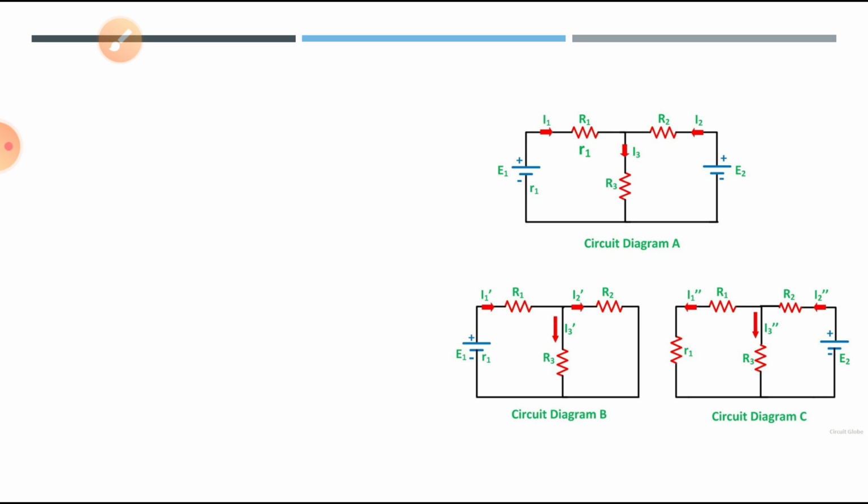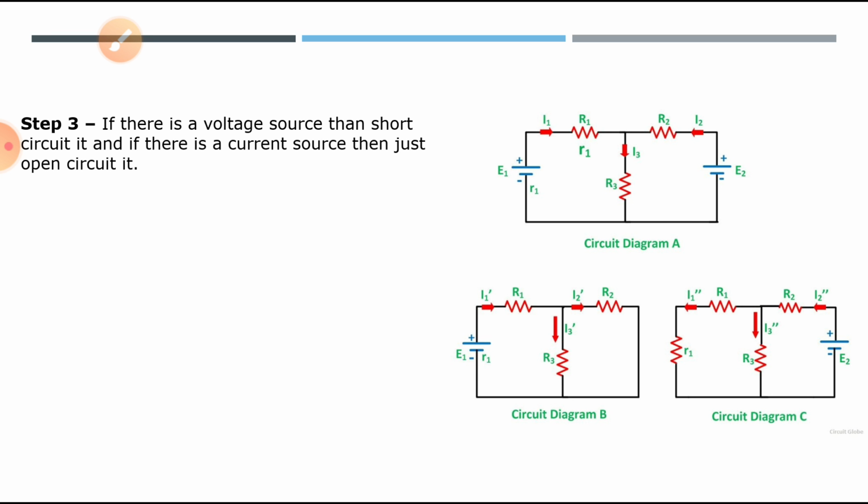What is step 3? Now, in step 3, if there is a voltage source, then short circuit it, and if there is a current source, then just open it. If it is a current source, simply open the two terminals, and if it is a voltage source, simply short it if there is no internal resistance given. Now, step 4.